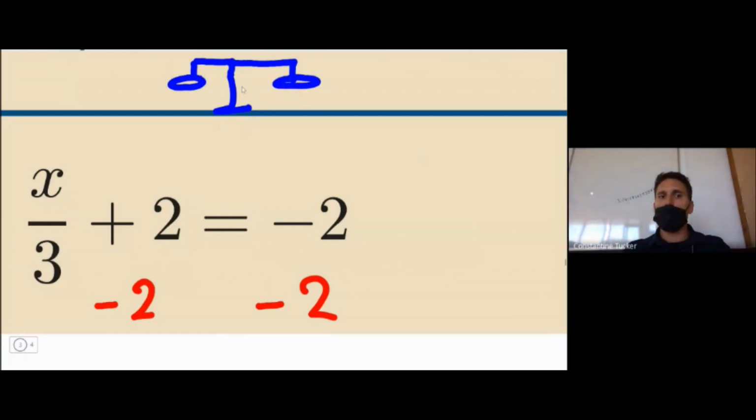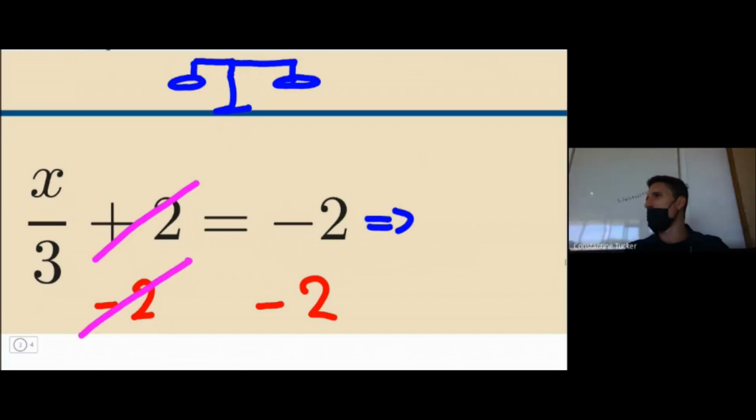So now we want to basically do the same thing to both sides. Okay, so we take away 2 from here, we take away 2 from here to keep it balanced. So what happens if we do that? Well, on the left, this positive 2 and the negative 2 will just kill each other. It's called cancel each other, but I like the word kill.